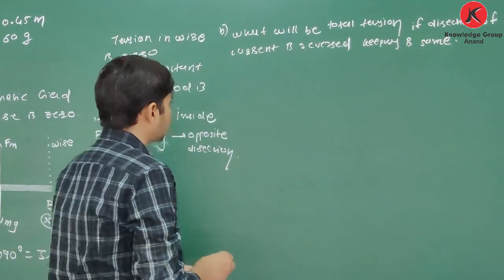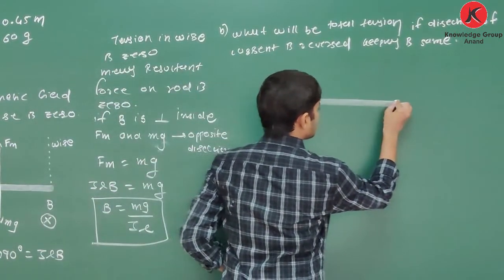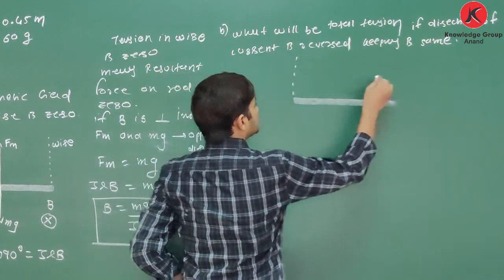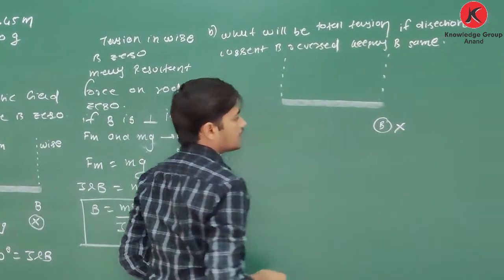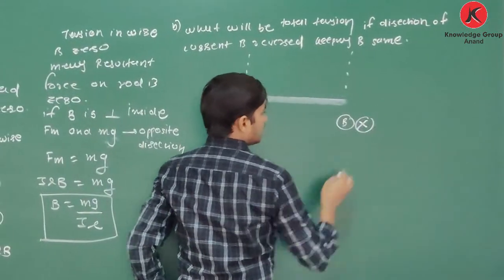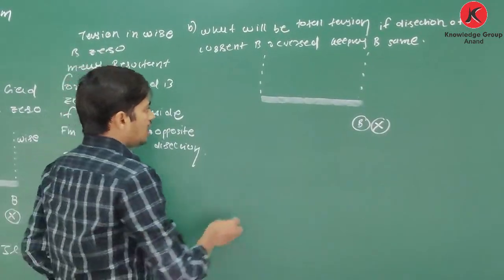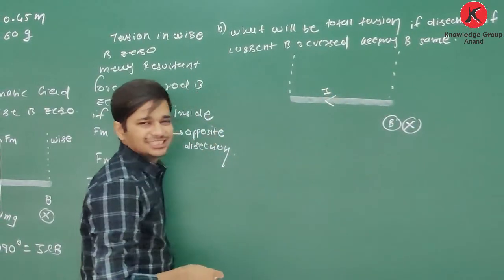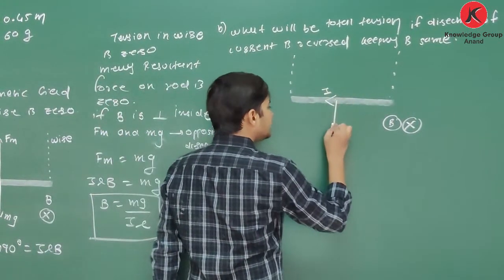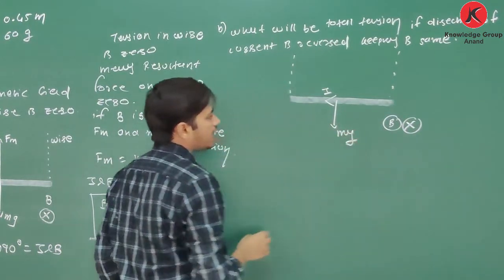What will be the total tension if the direction of current is reversed, keeping the magnetic field the same? See, I will draw the figure again. Rod, wires. The magnetic field is the same, which means perpendicular inside. Now the current direction is reversed, which means current is now going in this direction. Clear about this? Mg is always acting in vertically downward direction.